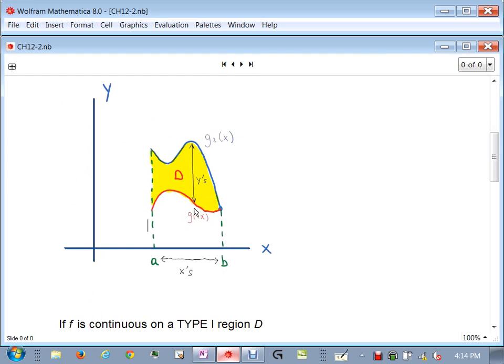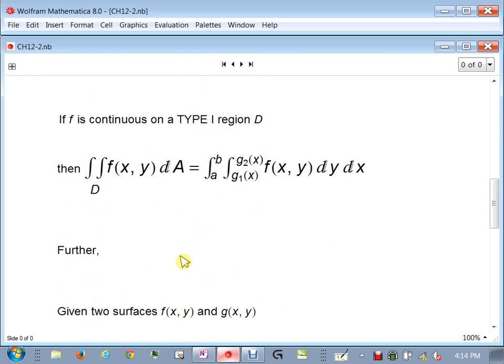So when we have this, this is how you get it. First of all, we call the region, instead of R, we call it D. Okay, R was for rectangle. D is going to be more like domain. If we have a type 1 region, we have to do it this way.